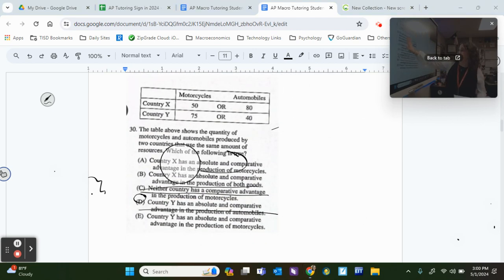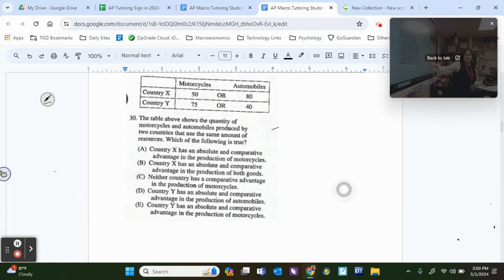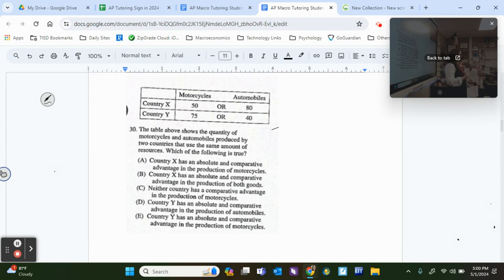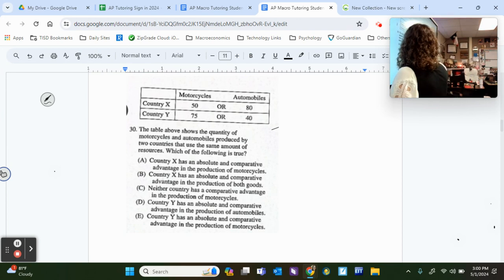Question 30, same type of answer. Not really any math required here, because you cannot have a comparative advantage in both or neither. You can have an absolute advantage in both, or in neither. You can be great at everything or bad at everything. But the whole comparative advantage, someone's got to win that. You can't have both or neither. So B, where it says country X has the comparative and absolute advantage in both goods, cannot happen. Or C, neither country has the comparative advantage.